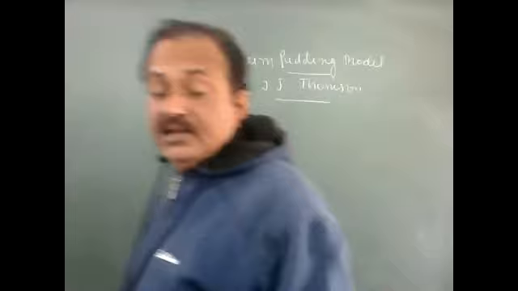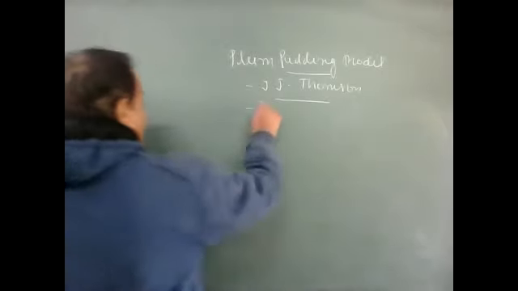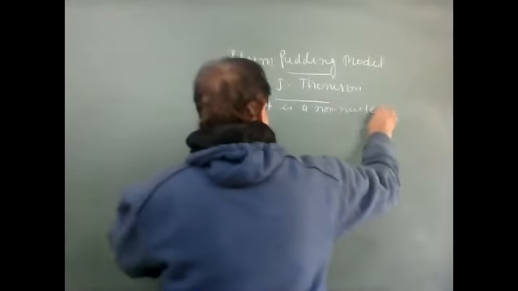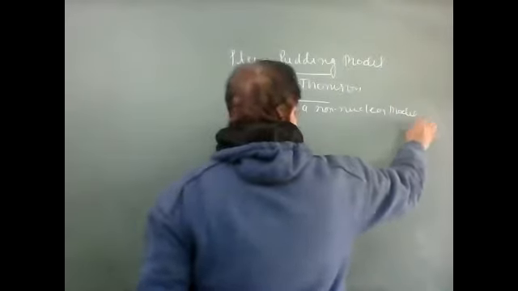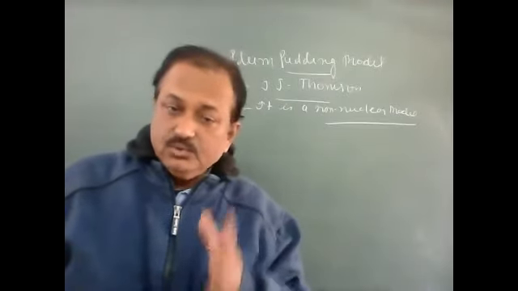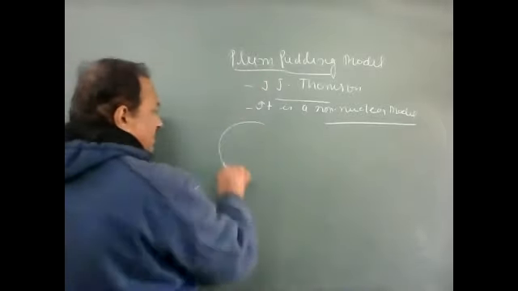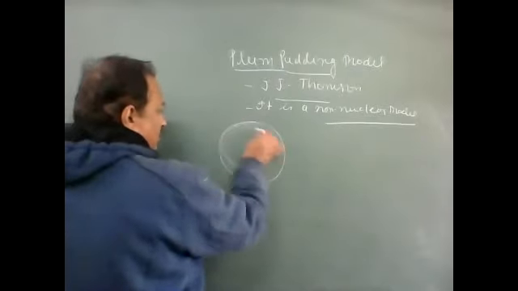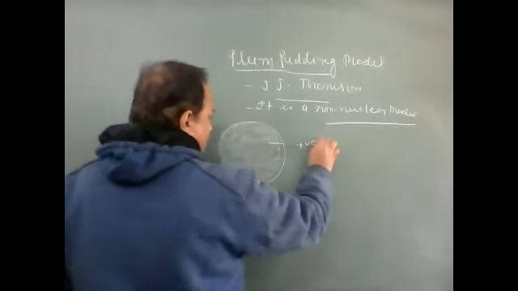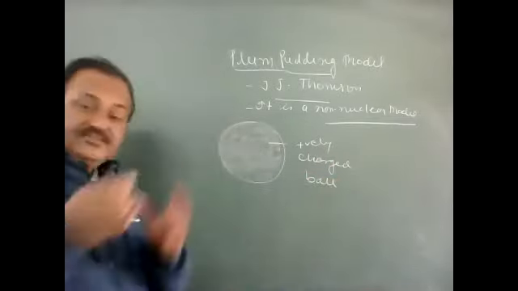This model is basically a non-nuclear model, no nucleus. It is a non-nuclear model in that the atom has no central portion. There is no nucleus, no central portion. According to this plum pudding model, the atom is a ball-like structure which is positively charged.